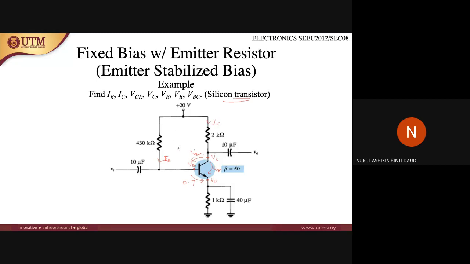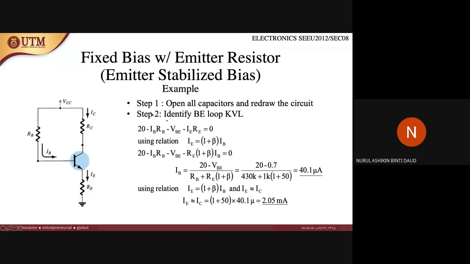First of all, let's look at the first step. The value of beta is given, equal to 50. The first step is to open all capacitors, remove all the capacitors and redraw the circuit. Don't be lazy to redraw the circuit. Once you remove the capacitors, the circuit is going to look like this. So these are the circuits after you remove all the capacitors.